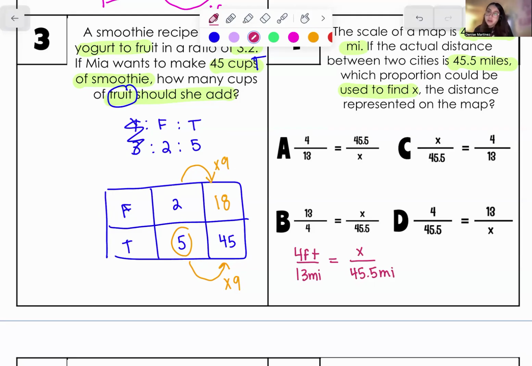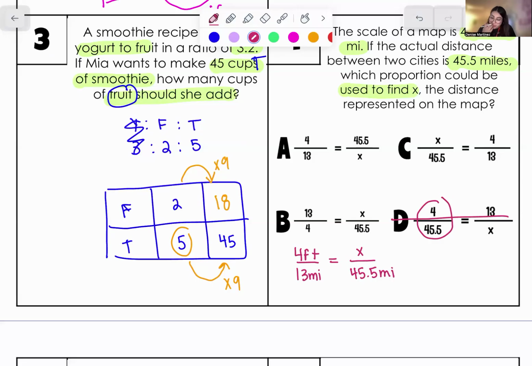So this is just using our proportion to set it up. So I'm looking and I need to make sure that 4 and 13 are on the same ratio. They should be on the same ratio. So it looks like everything except D is matching it correctly. So D can't be the answer.